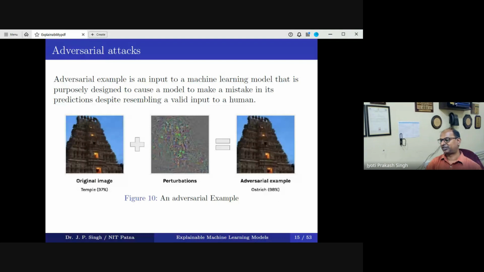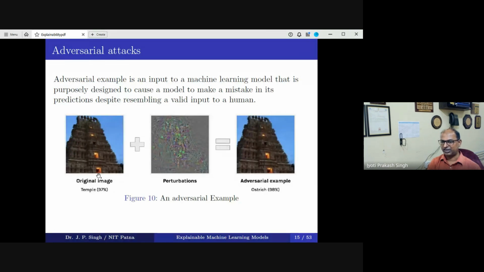Another problem with the machine learning model is adversarial examples, or adversarial attacks. In fact, adversarial attacks are small perturbations not into the machine learning model, but into the input example. So if you have a test case and you perturb some of the pixels in it, it will predict a totally different thing.